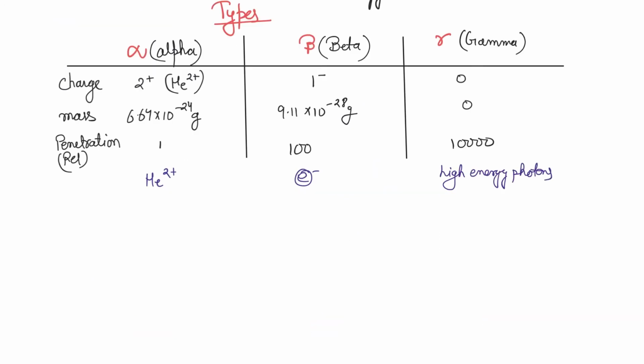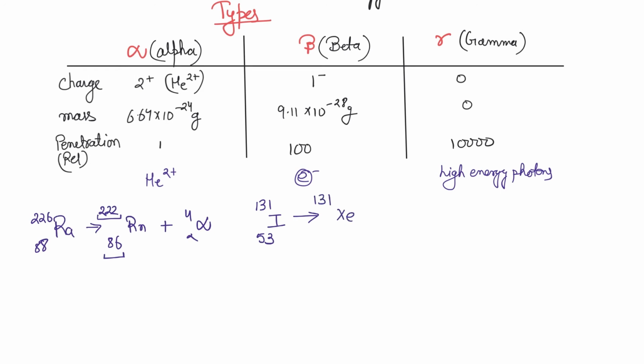So that is why gamma rays are the most harmful ones. Now let's take some examples of these decays. Radium-226 upon 88 decays to Rn plus an alpha particle. Rn was radon, by the way. Now iodine decays by beta to xenon and gives out an electron.